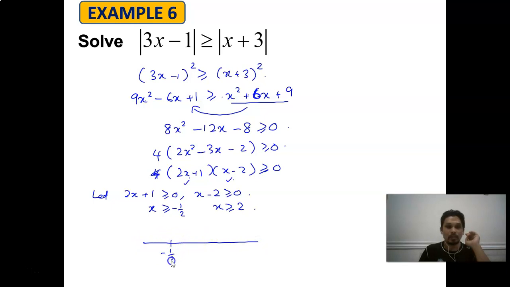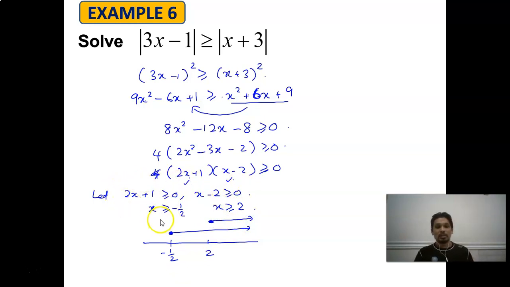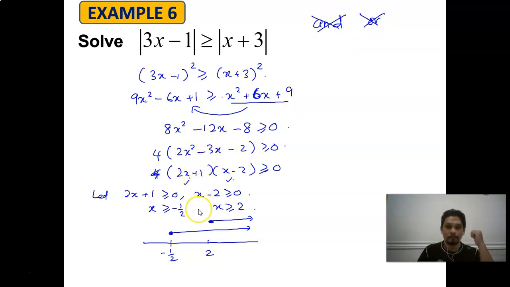So then we got negative 1 over 2 and 2 here. In this case, there is no term of n or o. So it means that in this case, we are going to play with the sign of positive and negative. Multiplication between these two factors or values: negative multiplied with negative, positive. Negative multiplied with positive, negative. Positive multiplied with positive, positive.